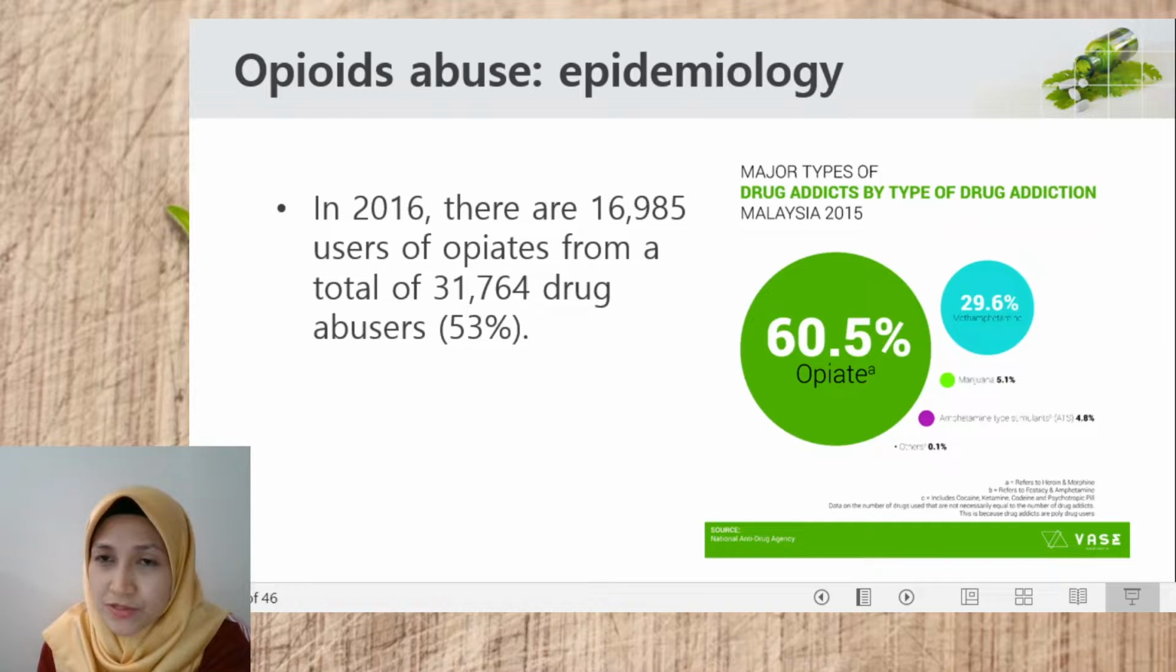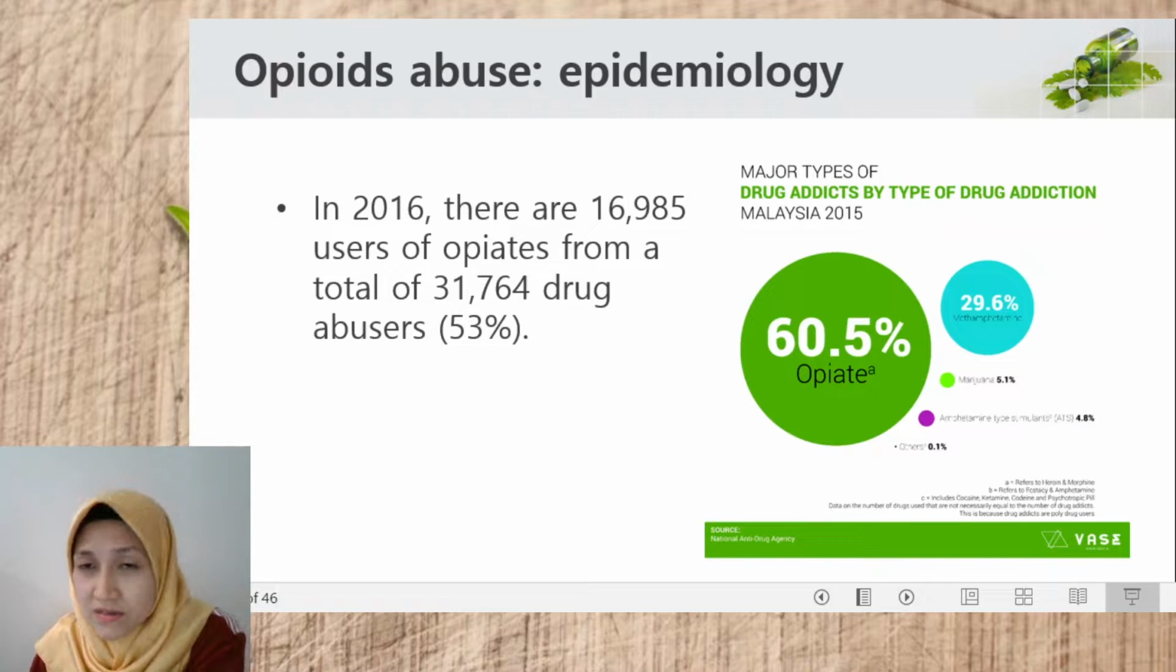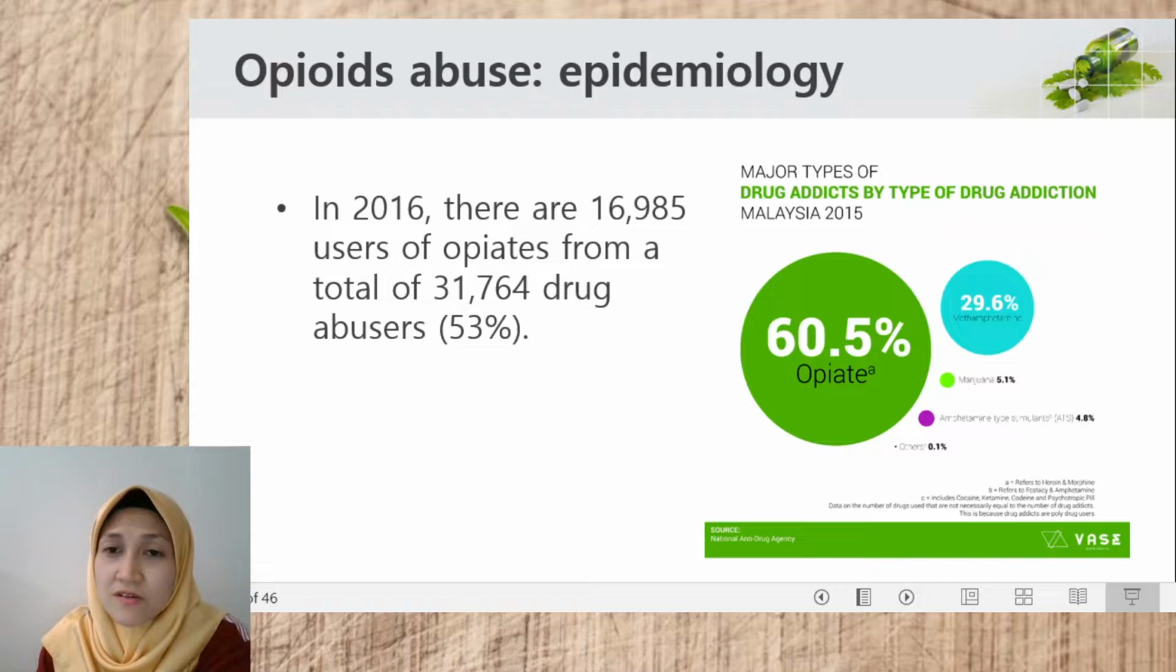The opioids abuse epidemiology. The data here is about 5 years ago, 2016. There are nearly 17,000 users of opiates from a total of 31,000. So that makes up about half of the drug users who are actually using the opioid type of drug.